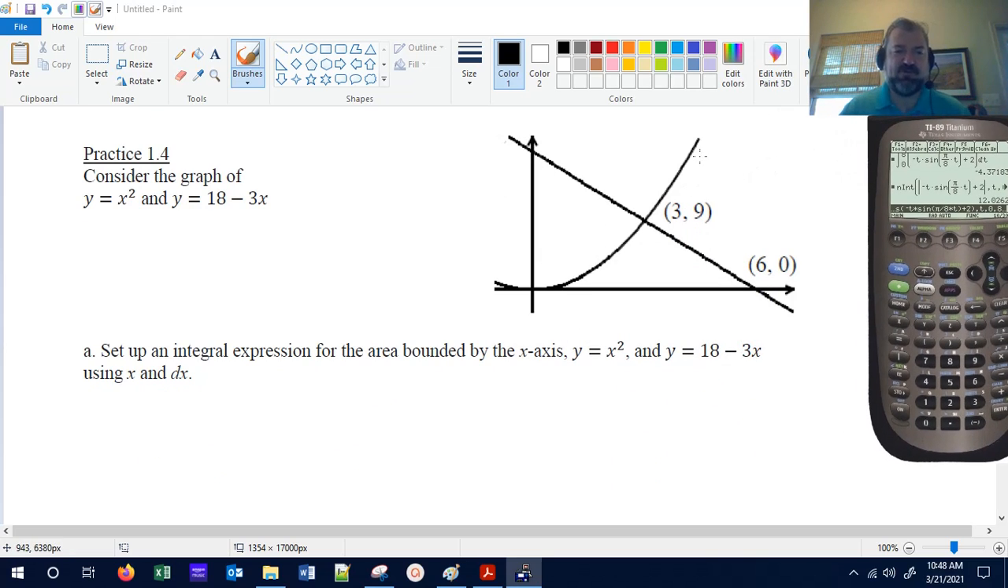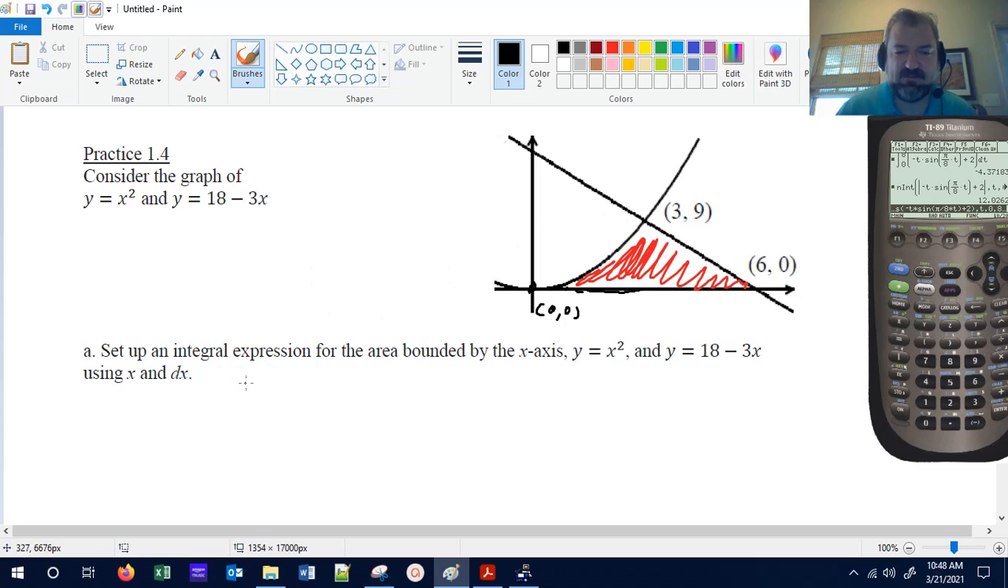So let's consider the graph of y equals x squared and y equals 18 minus 3x. I want to set up an integral expression for the area bounded by the x-axis, the graph of y equals x squared and y equals 18 minus 3x using x and dx. Really important that we're careful what region we're talking about here. The x-axis is down here. This is x squared. This is 18 minus 3x. So we are talking about this region here. Okay? And they intersect clearly down here at 0, 0. That's where this intersects the x-axis.